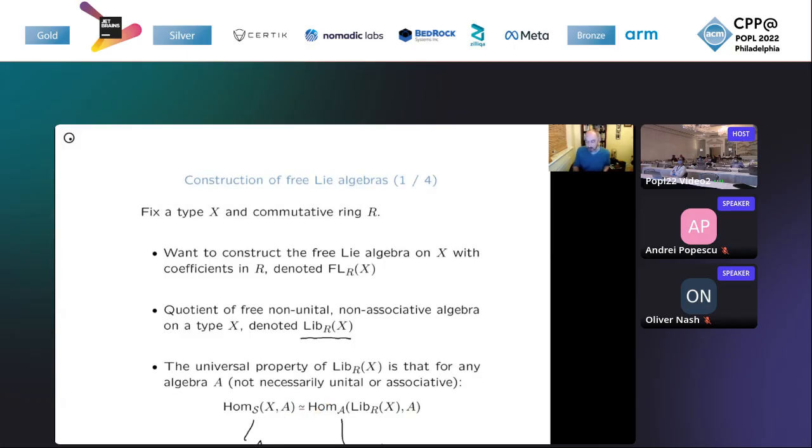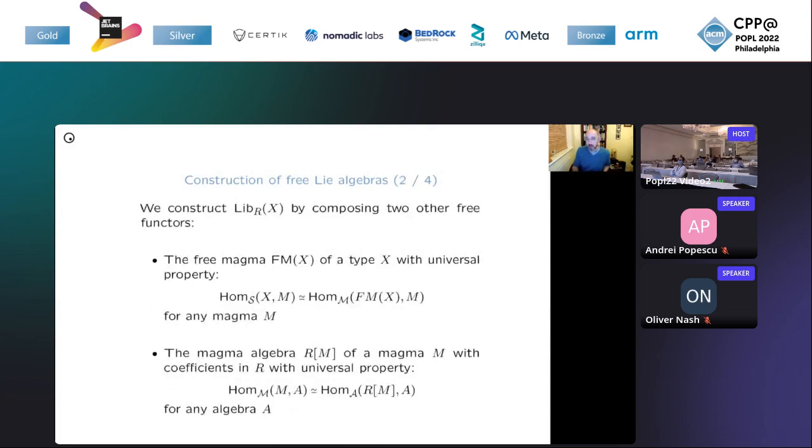So say, okay, I need some object lib_rx that satisfies that. How can I build that? Well, it's not too hard. It's a 2-step process. So first of all, just given a type, no coefficients, you can build something called the free magma. And it has its universal property. Again, we're in the category here. This is sets again, and this time this is an in-between category of magmas. Again, don't worry too much about the details, but this is the universal property. Mathlib already had the free magma, so I could just use that.